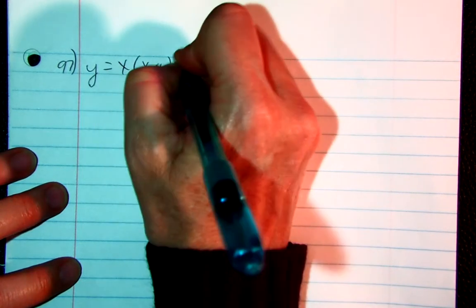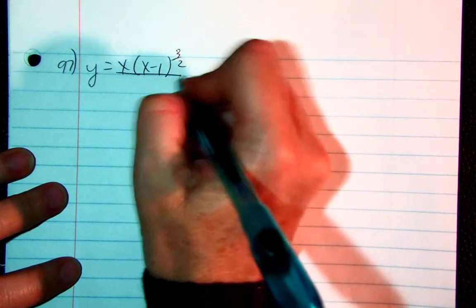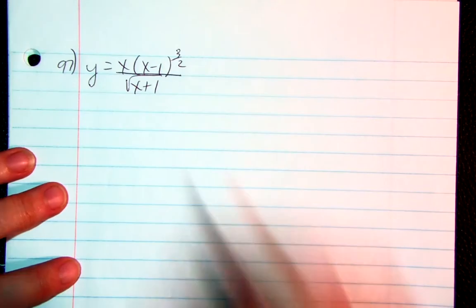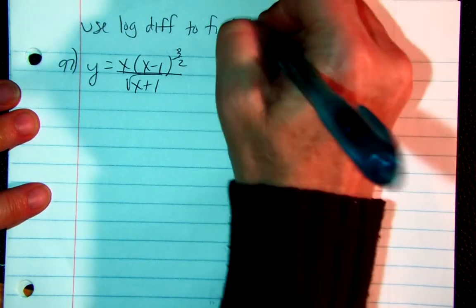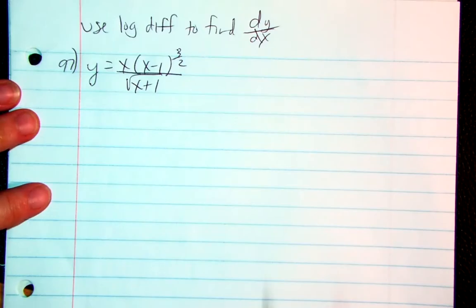The last problem that I'm going to do is number 97. Number 97 looks like this. Y equals x times (x minus 1) to the 3/2 power, all over the square root of x plus 1. Now in the second set of problems, there's one set of directions, and it says use logarithmic differentiation to find dy dx. So you use log differentiation to find dy dx.